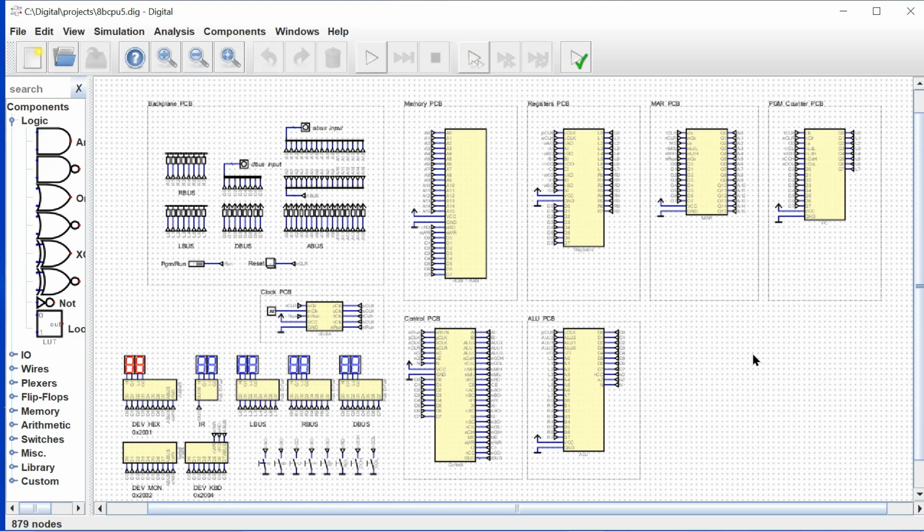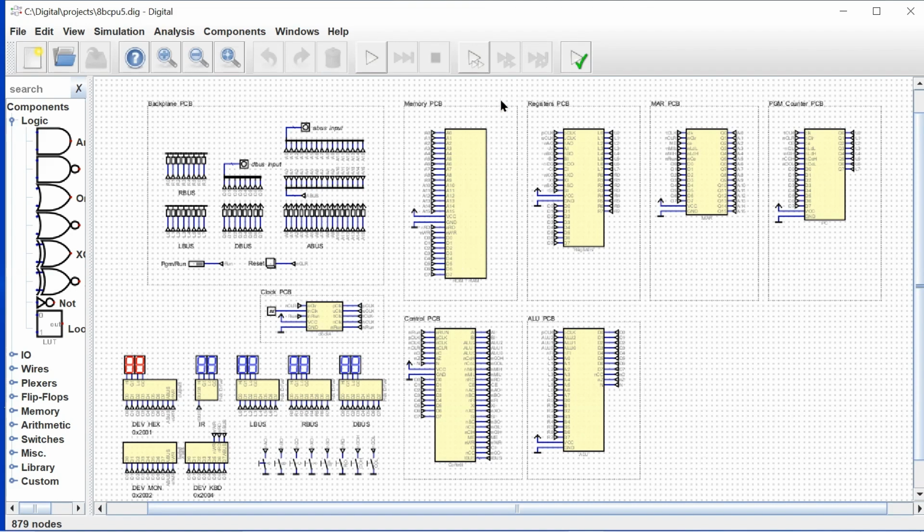TTL Computer 2. Today begins our physical design phase for TTL Computer 2. And the first thing that I really did as part of that process was to start to identify and group our logical design elements into what will be physical, printed circuit boards for our computer.